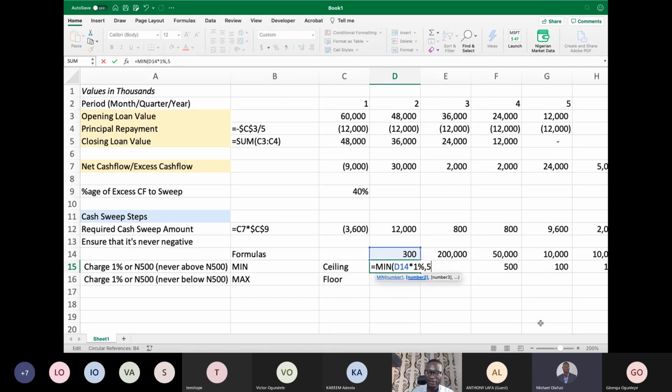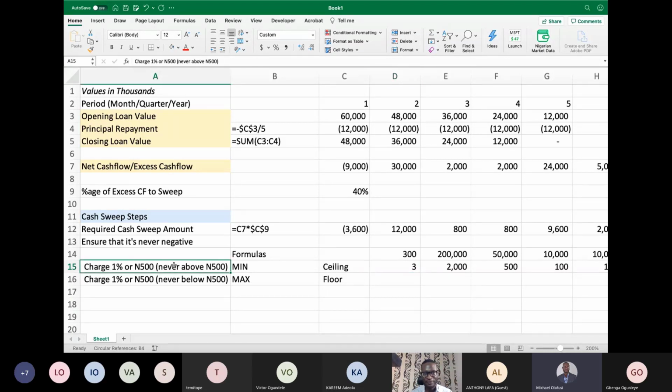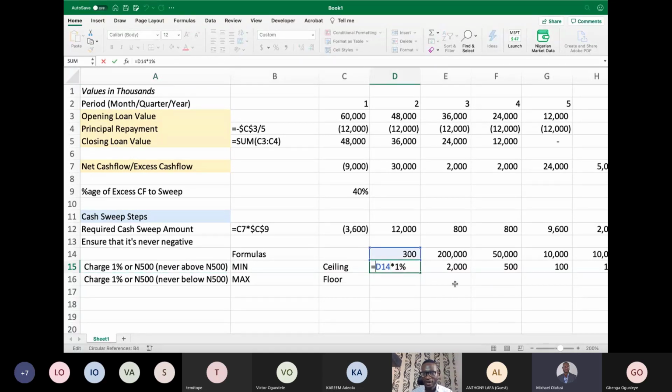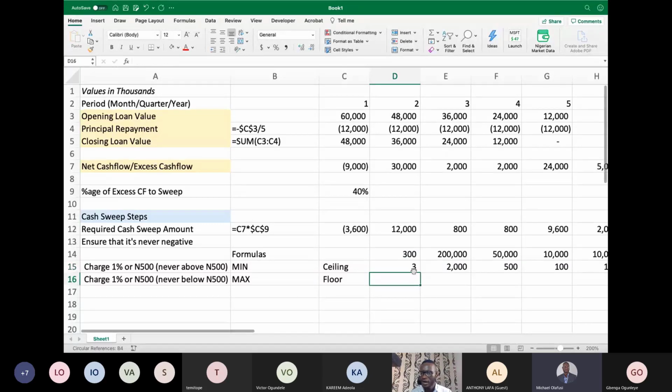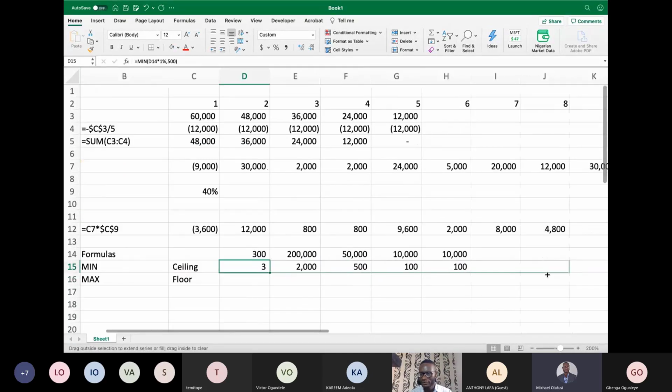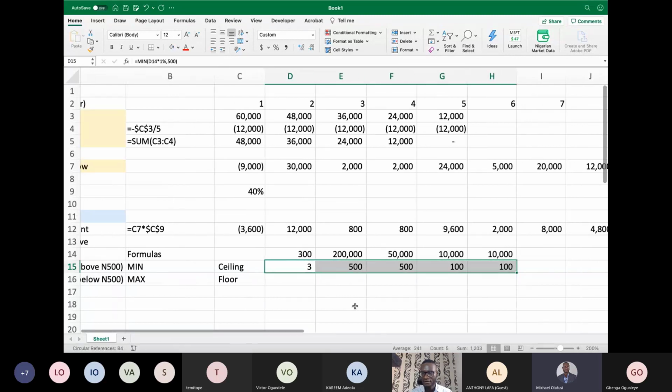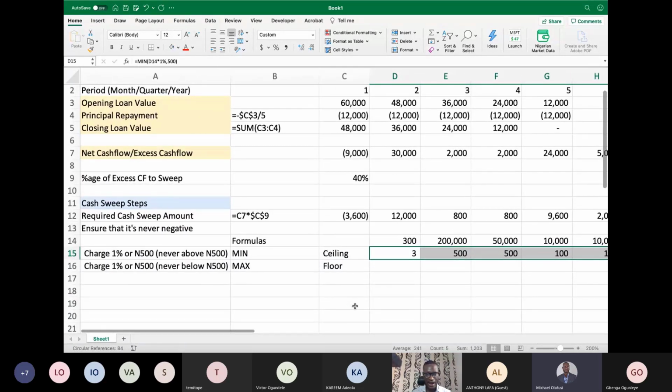No. Ceiling. Let me recap. What I'm doing is correct, but my explanation looks like I've got it twisted. We said we are going to charge you 1% or 500 naira, but never above 500 naira, right? So that means when I've done the calculation, I wrap it in min and say it will never be above 500 naira. Clear? Boom. And if I drag this, you will see that we will not have any place where you are paying more than 500 naira.